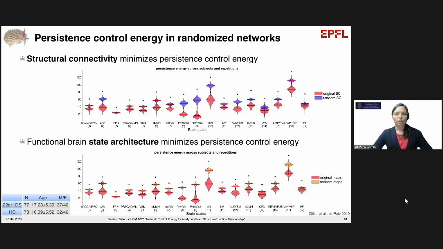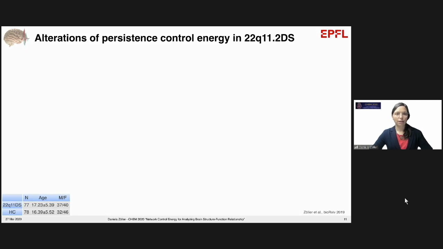And then also for the functional brain states, we randomized the maps, the spatial maps of these brain states. And also there, when we used random brain states, the persistence control energy was always higher. So the structural connectivity, together with the typical functional brain states that we find in the resting state MRI, has an architecture that minimizes this persistent control energy. That's something that has been shown before, and here we just confirm this finding.